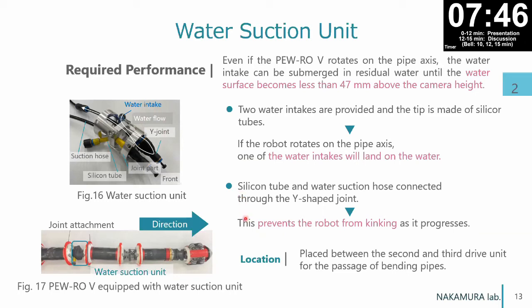For more information about where to mount this unit, as shown in figure 17, we decided to place the unit between the second and the third unit for the passage of a bending pipe.